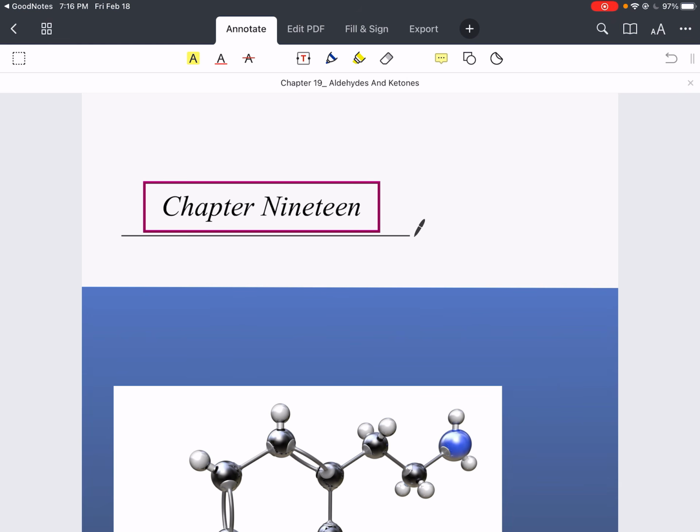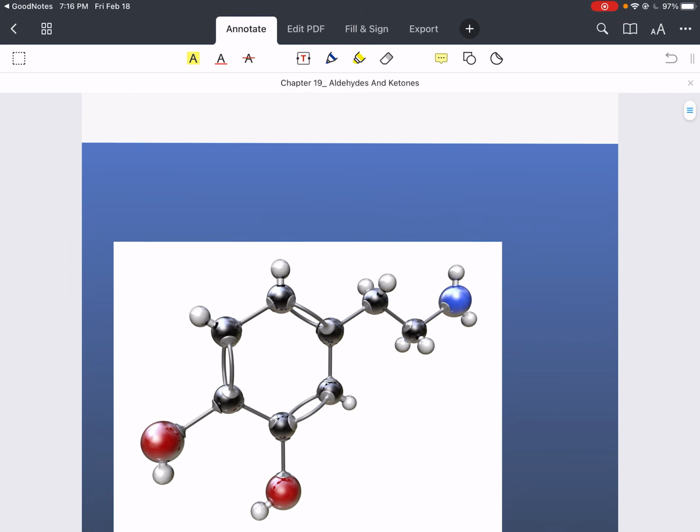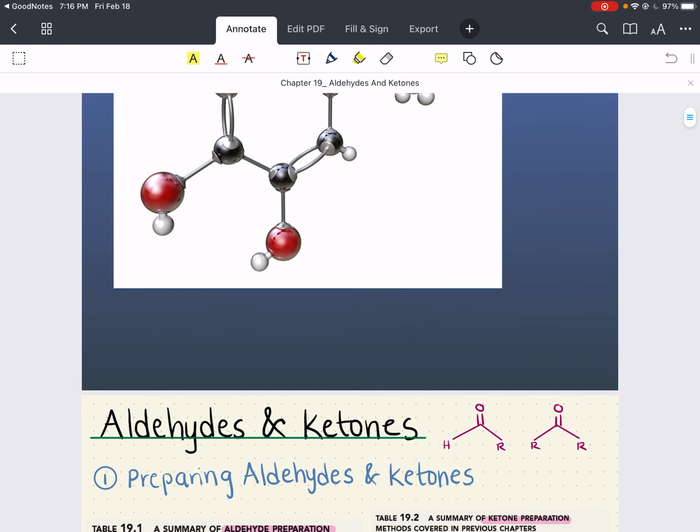Today we're going to go ahead and start chapter 19. In this chapter, we're going to discuss reactions and properties of aldehydes and ketones.